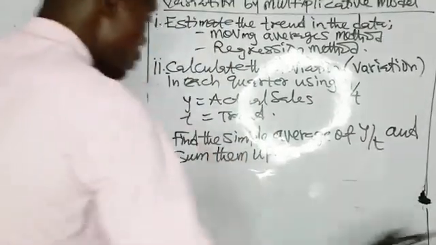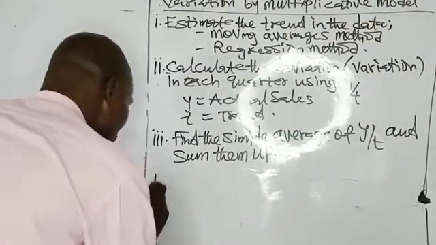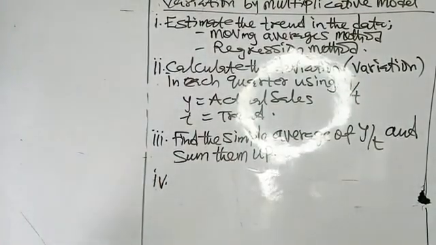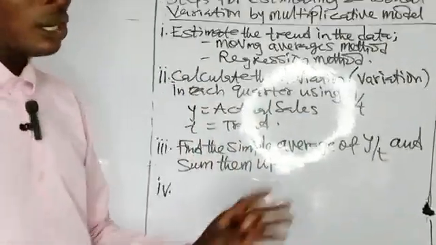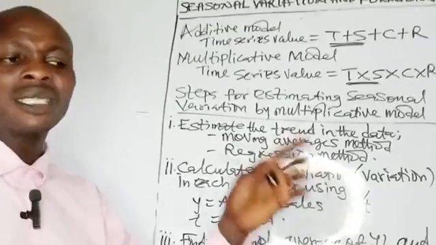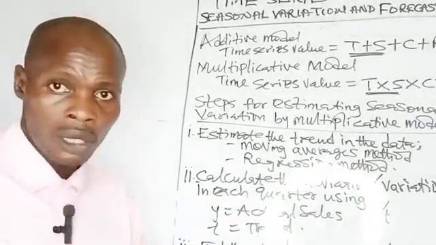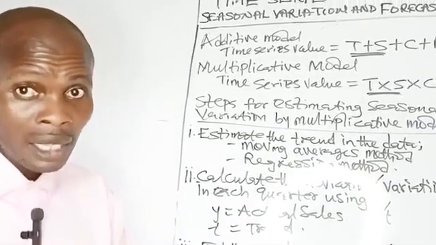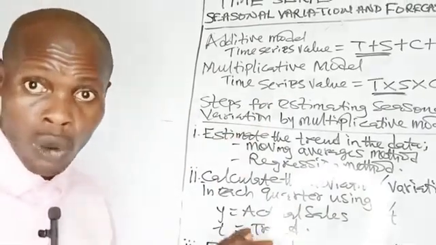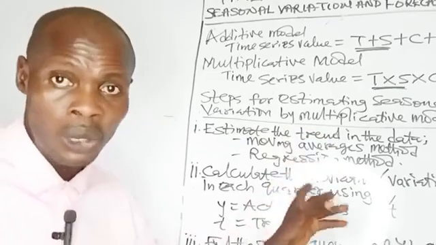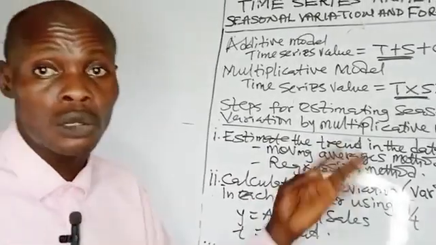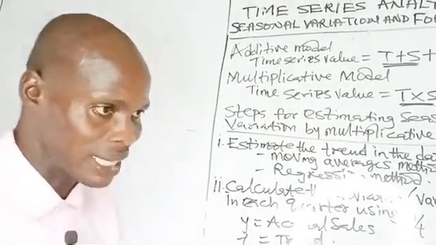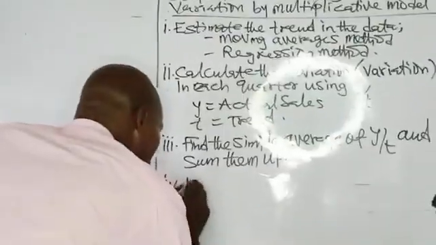You add up the averages obtained. Step number 4. Then if the sum of the averages obtained in step 3 is not equal to 0 this time around. If you look at the additive model, we want to consider whether the sum will be equal to 0. But in terms of multiplicative model, we want to look whether the sum will be equal to 4 or 400%.